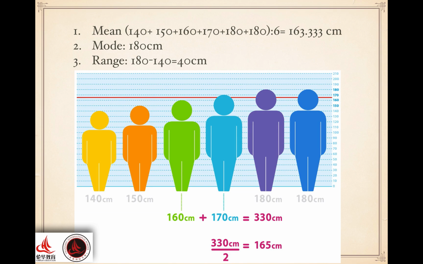And the range is the difference between the highest person and the shortest person in the class, for example. So there's 40 centimeters difference between someone who's very tall and someone who's a bit shorter. Okay, so we can talk more about it in real life. When I come back to school, we can perhaps try some activities like that.